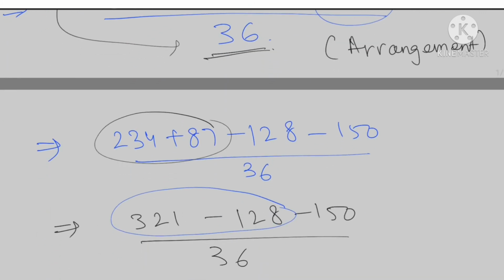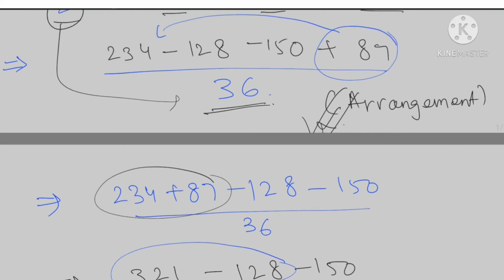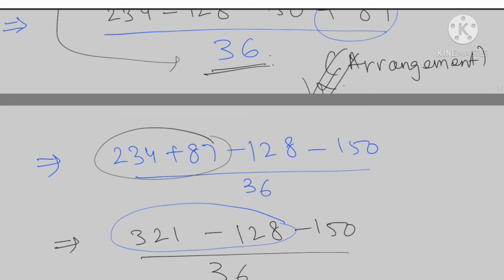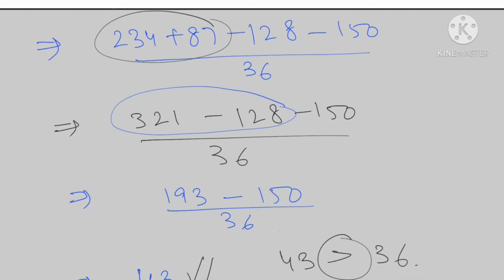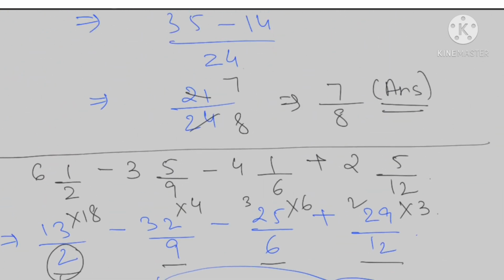You all can skip this step of arrangement if you want to. Okay, now this step can be skipped, or you can do directly from here, 234 plus 87, then minus 128 minus 150. You don't have to show the step, but I prefer you showing the step, because the teacher will understand that you have logical thinking and hence you're doing it. Okay, the two sums I have shown you.